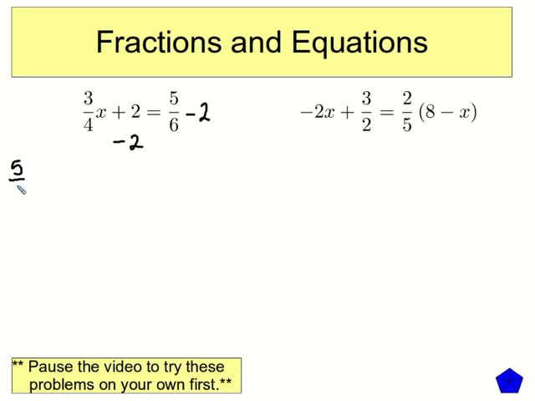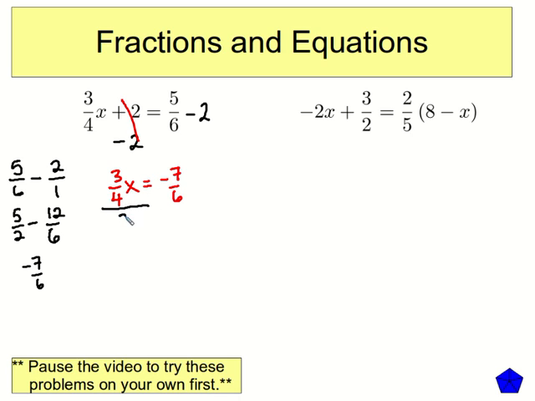Sometimes coming off to the side to do your scrap work will be helpful. 5/6 minus 2/1. To do subtraction, we have to have common denominator. 5/6 minus 12/6 is going to give us negative 7/6. So my next step is 3/4 times x, 2 minus 2 is 0, equals negative 7/6. Currently, x is being multiplied by 3/4. The inverse of multiplication is division. So I will divide by 3/4.